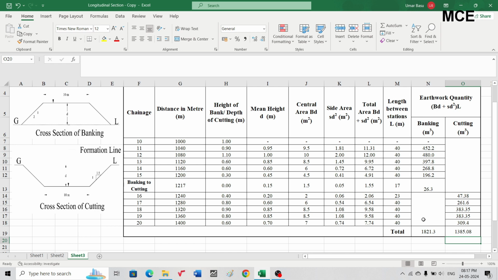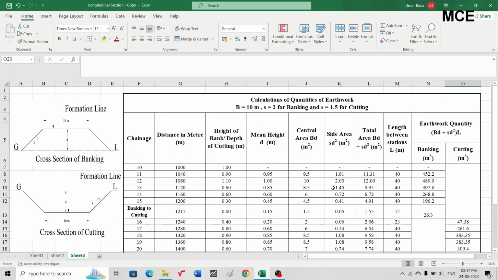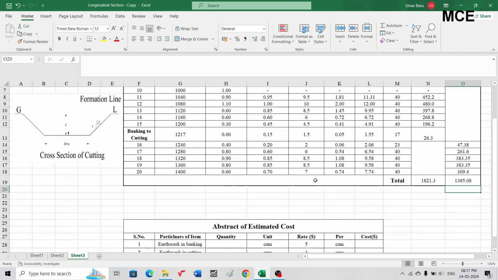You can calculate the cost of earthwork required. You can see in Excel we can easily calculate the values. We just have to calculate for one value and then Excel will automatically calculate the value for the rest of the chain ages or stations, so you will quickly calculate the values.